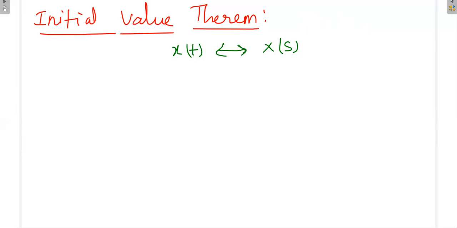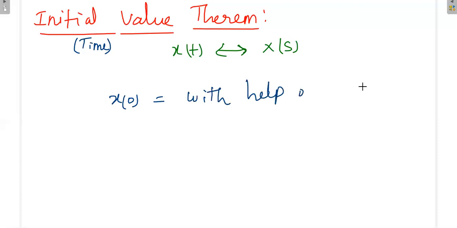Initial value means this is always with respect to time. Value always with respect to time. Then what is the initial value of the signal? That means what is x of 0? What is the value of the signal at t is equal to 0? So either we can calculate like this, or the same number we can calculate with the help of x of s also.